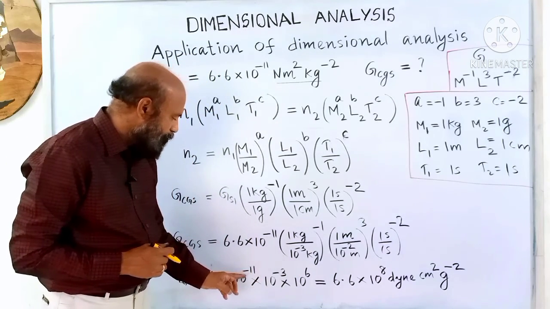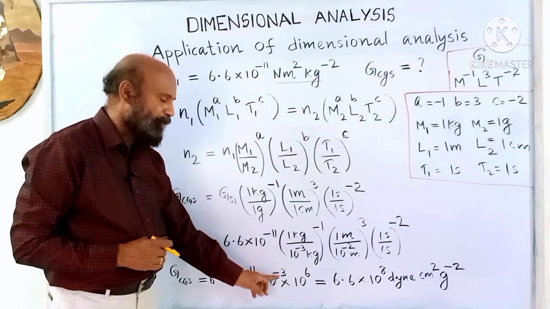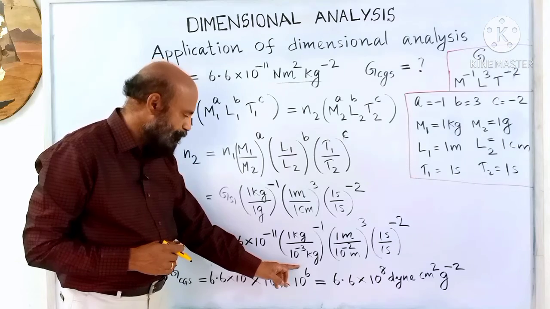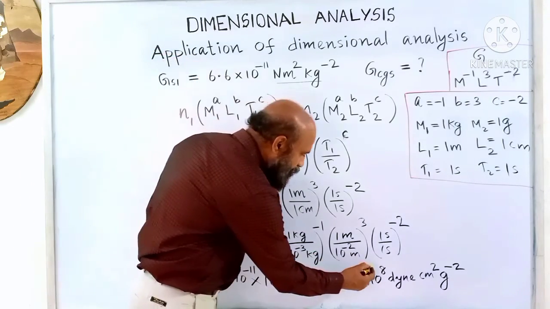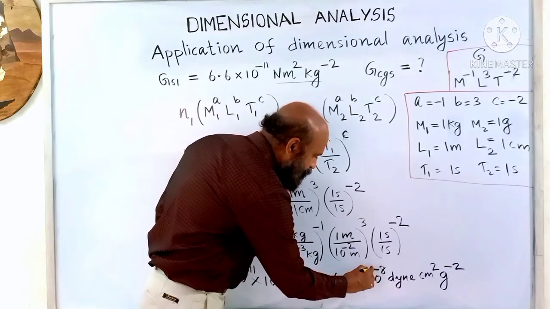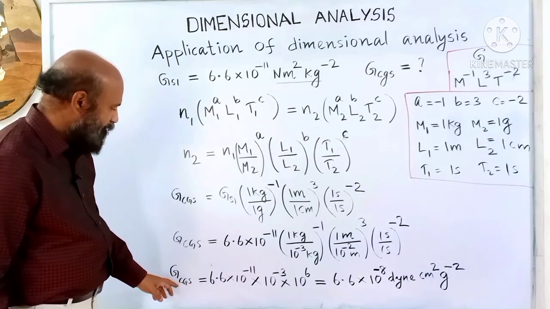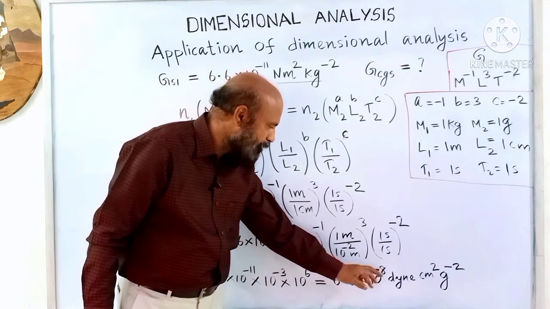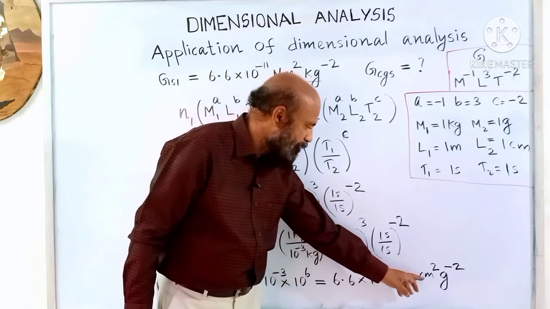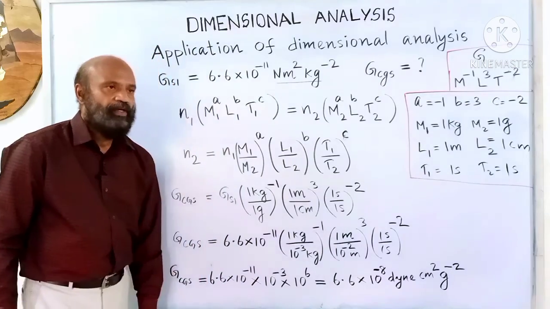Now minus 11, minus 3, minus 14, plus 6, so that is minus 8. So the value of the gravitational constant in the CGS system is 6.6 into 10 raised to minus 8 dyne centimeter square gram raised to minus 2.